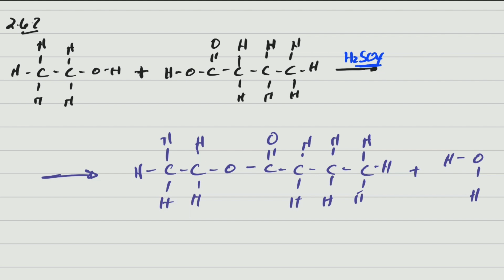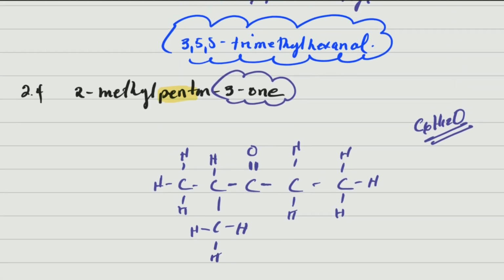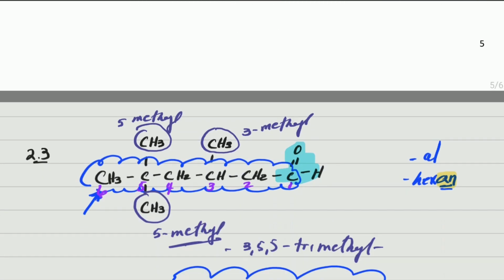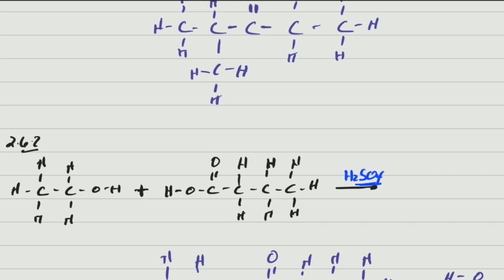So this one is the esterification formation, guys. It's quite simple. There's also a video just for this one. I will leave the link. There's a video just for esterification. It's not that bad. Then write down the IUPAC name of the ester formed and write 2 conditions needed for the preparation of the ester. We're going to finish quickly here.